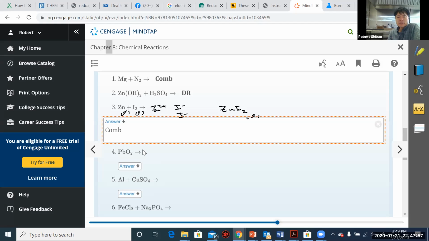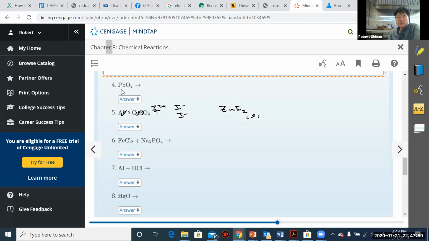Lead 4 oxide is stable. Lead 4 oxide is a decent oxidizer because lead, what's the charge on lead in lead 4 oxide? That's +4. In case I miss this, move this over to the sides.